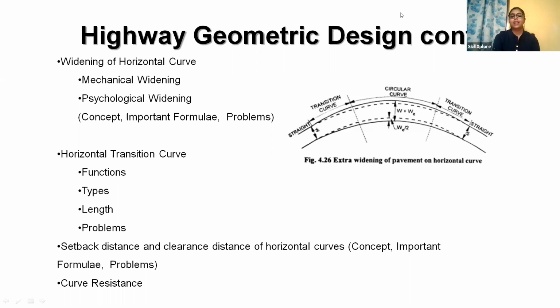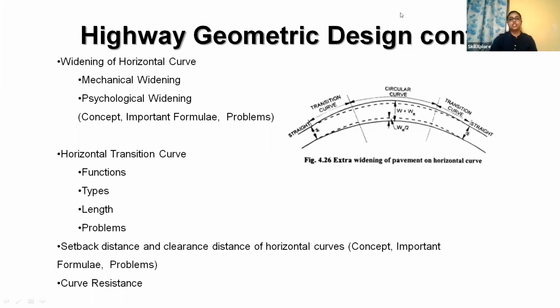In psychological widening, for extra safety, drivers will have a tendency to move to one edge while encountering a curve. In that case also there is a possibility that one wheel may go out of the pavement width. So a widening is required. That is the psychological widening. So there are two formulas, for mechanical and psychological widening, and how the problems will be coming in these areas will also be discussed in our sessions. So the concept, important formula and problems here as well.